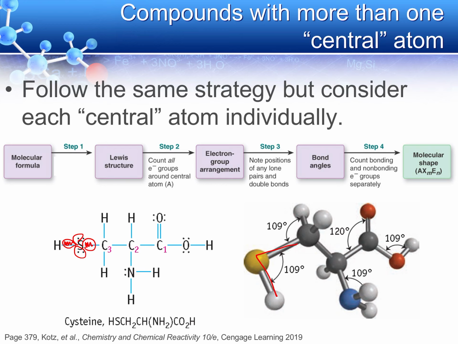Let's go to this carbon right here that's labeled as carbon 3 in this drawing. We have 1, 2, 3, 4, and we also have 1, 2, 3, 4 bonds, no lone pairs.